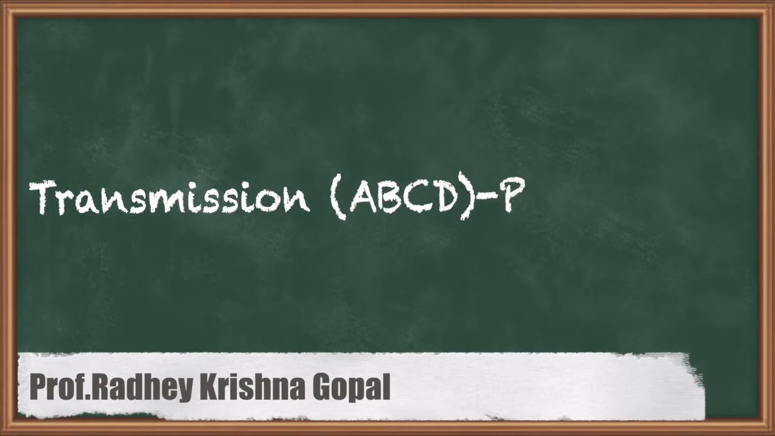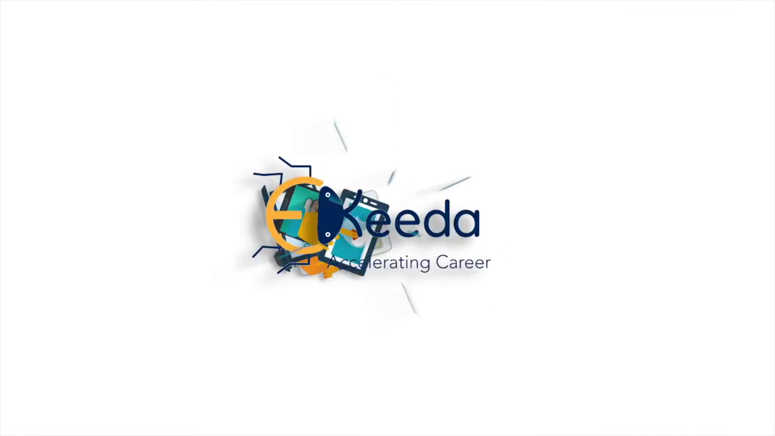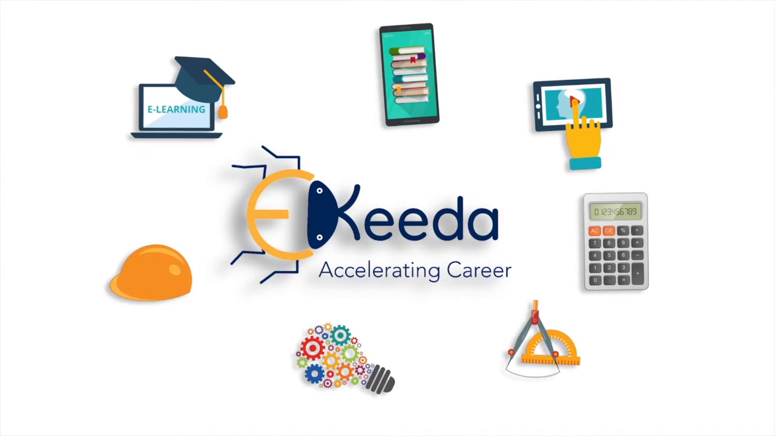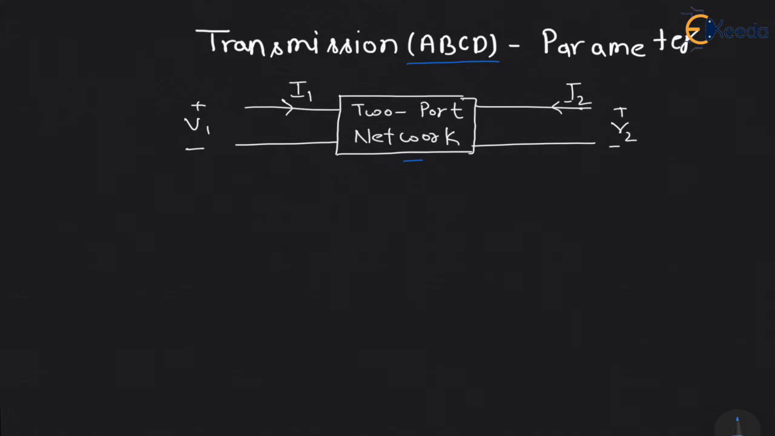Hello friends, now we are going to study transmission parameter. It is also called as ABCD parameter. It is the simple representation of two-port network here in which V1, I1, V2 and I2 are four variables in which two of them will be dependent and two of them will be independent.